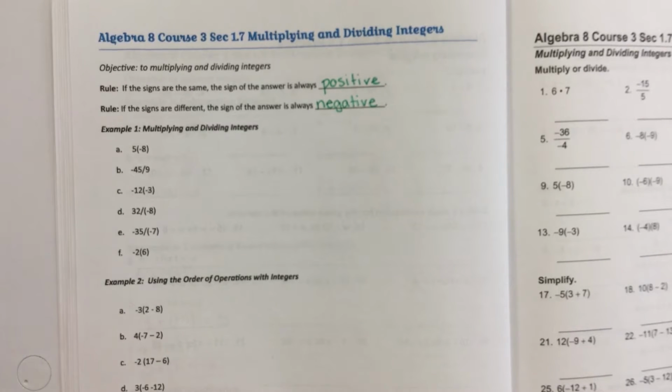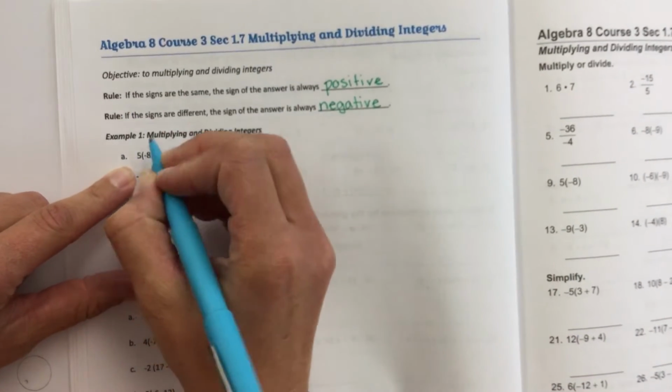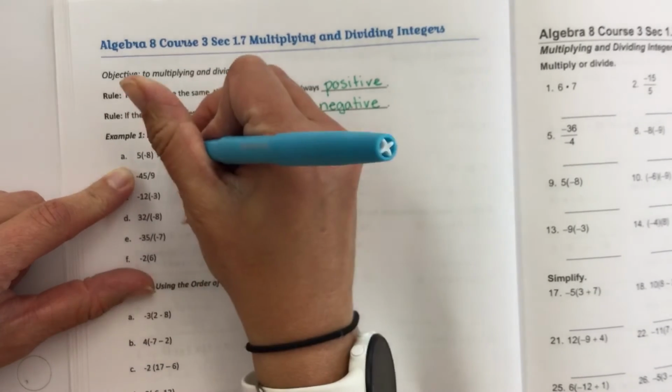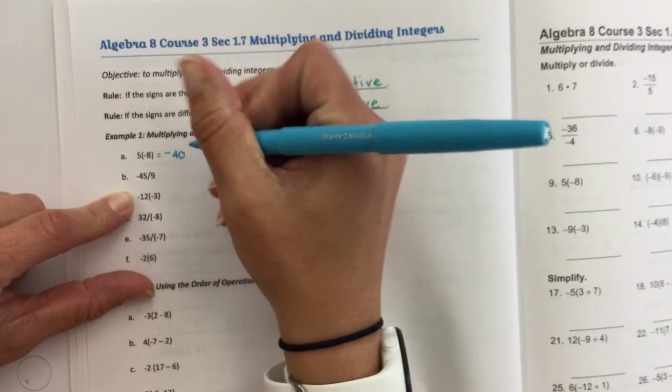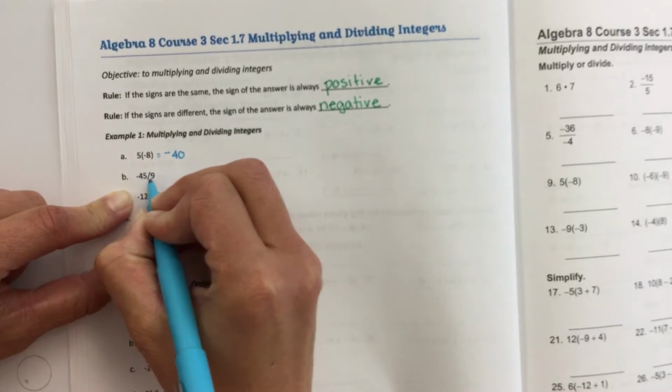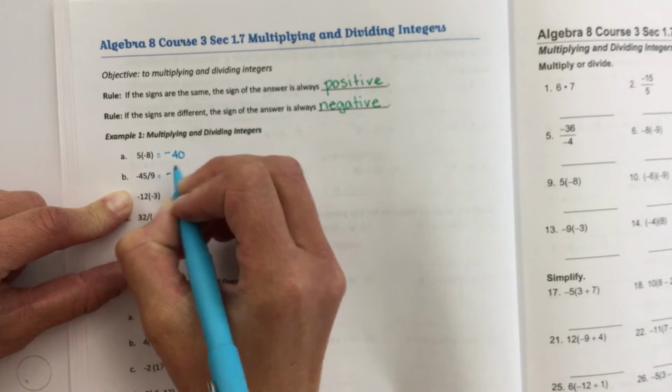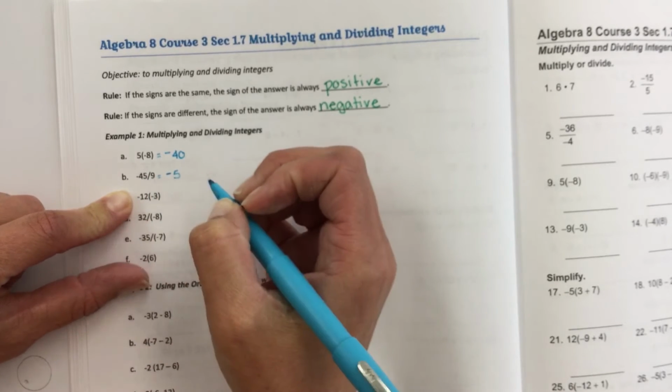Okay, so basically you multiply or divide like normal. You just have to accommodate for the sign. So a positive times a negative gives you a negative. 5 times 8 is 40. This is negative divided by a positive. The signs disagree, so it's negative. 45 divided by 9 is 5.